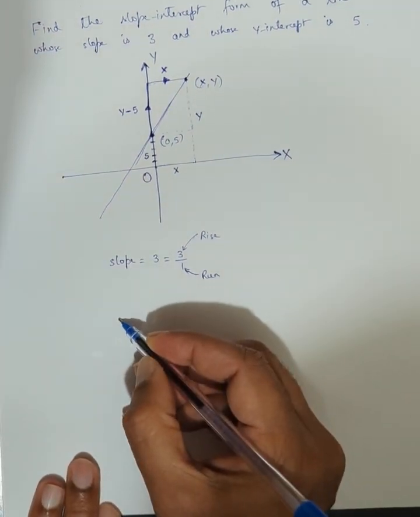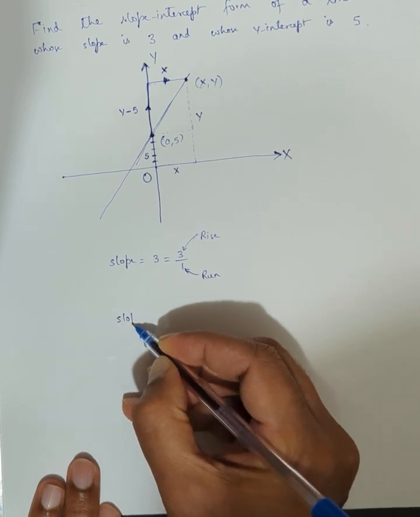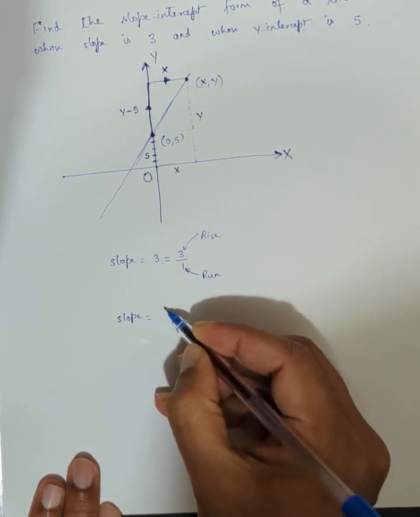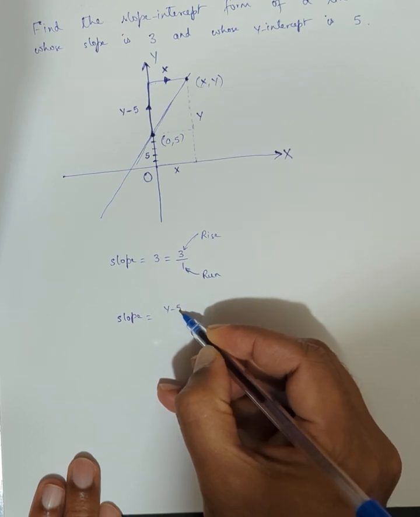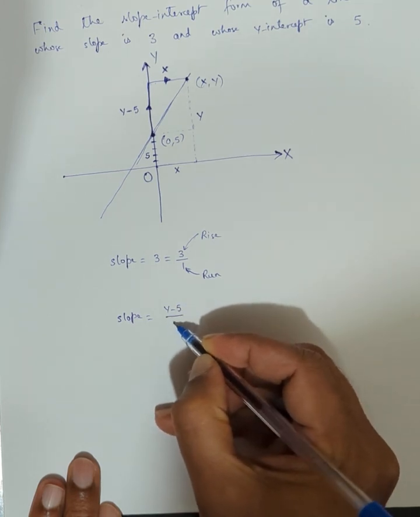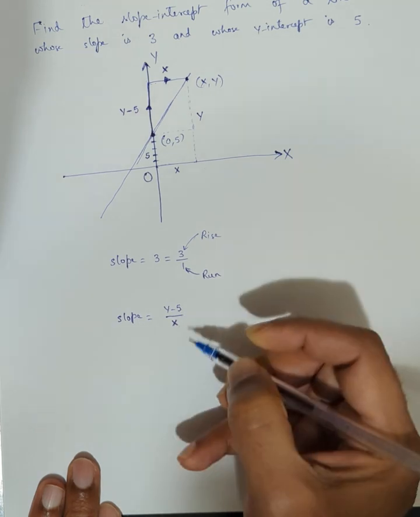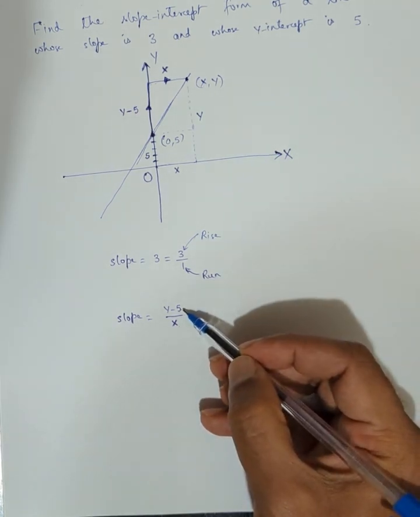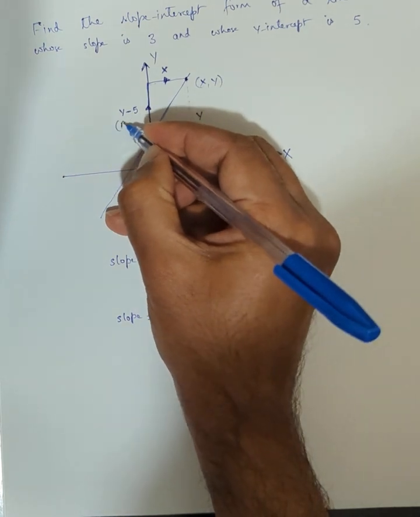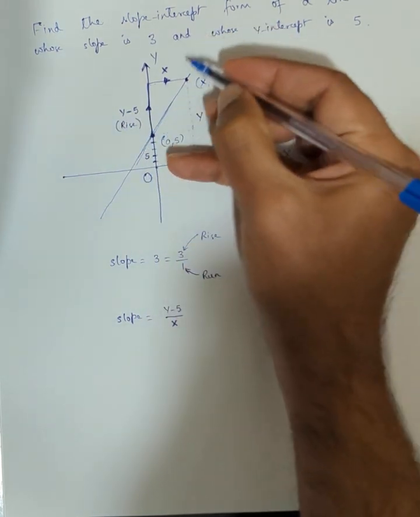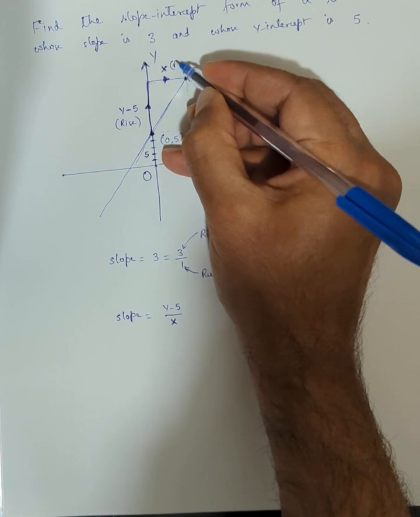So what is my slope now? Slope is going to be y minus 5 over x. So that is the rise over run. The rise is y minus 5. So let me actually also write here. This is the rise and this is the run.